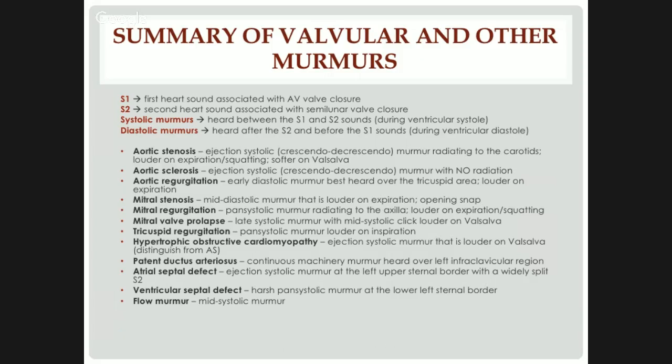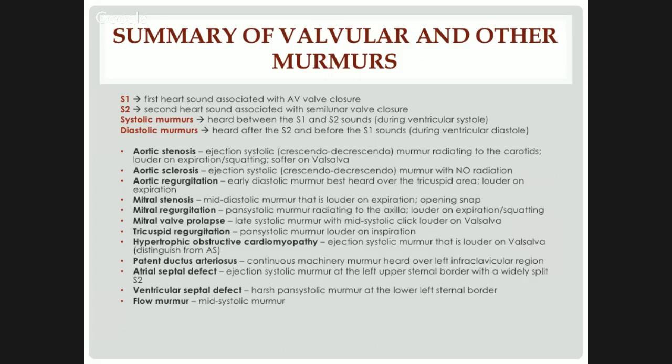So systole or systolic murmurs are between S1 and S2 because that's when the ventricles are pumping. Diastole is after S2 and before S1. So it's important to know where systolic and where diastolic is. So in terms of the murmurs, aortic stenosis is the most common valvular pathology you'll come across. It's an ejection systolic murmur radiating to the carotids. If there's 2 murmurs you learn, please learn aortic stenosis and mitral regurgitation because they're the most common.